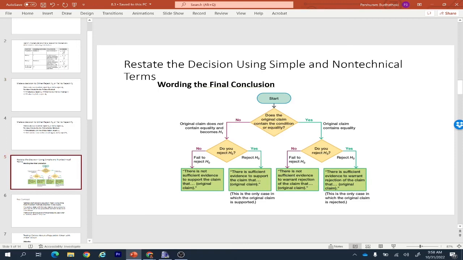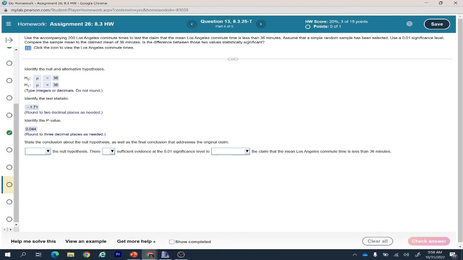There is not sufficient evidence to support the claim. That is our final answer. So fail to reject. There is not sufficient evidence at the 0.01 significance level to support the claim.